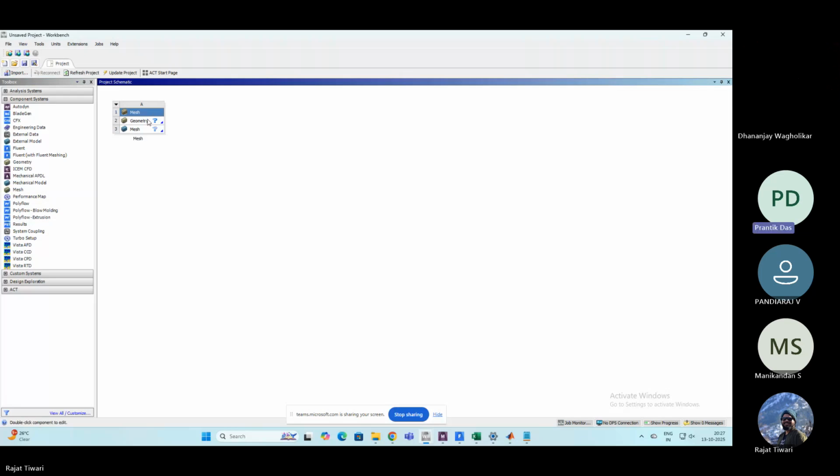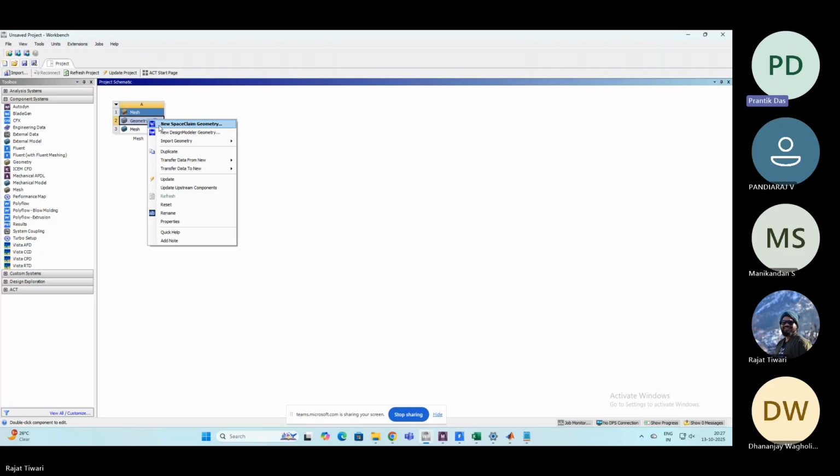So going to the geometry itself. Geometry is actually the section where you create your own geometry. And after that, you have to mesh it. So mesh is basically, as I've shown you with the control volume, where I divide the whole domain into stencils or points.